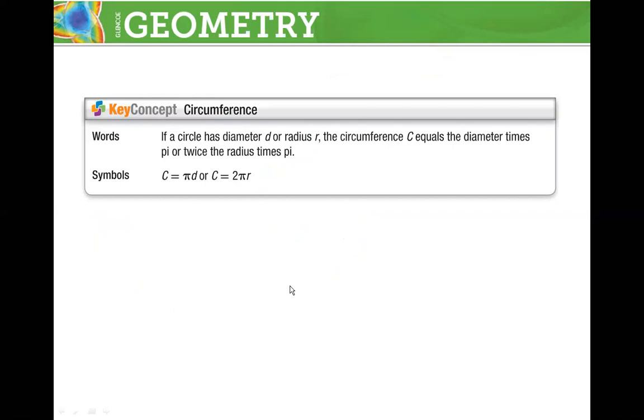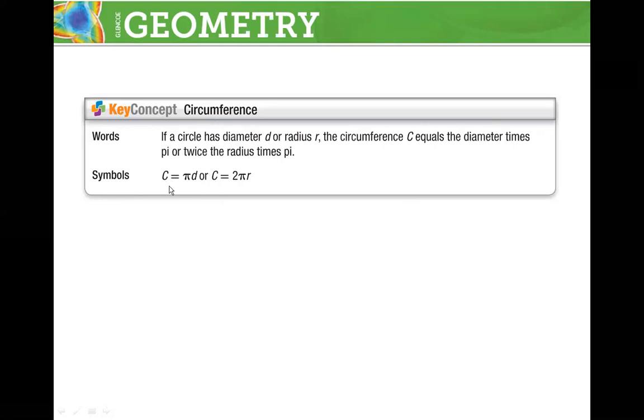Okay, we have a new concept, which is the circumference. Muhammad, can you read, with a loud voice, please? If a circle has diameter d or radius r, the circumference equals the diameter times pi, or twice the radius times pi. Okay, so this is the rule of the circumference.